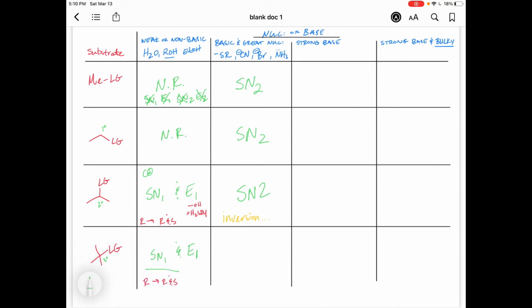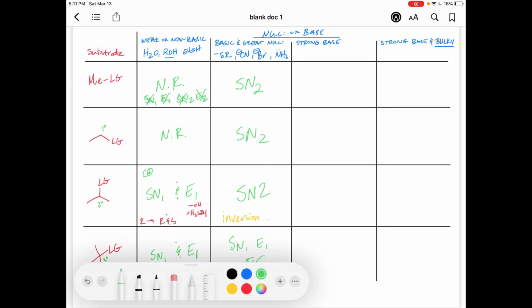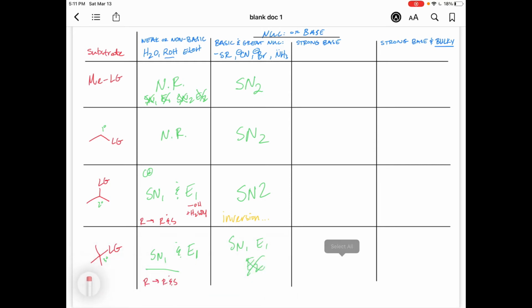And what happens here for our tertiary carbon with the leaving group? Well, some of our bases and great nucleophiles are really good for SN2, but not so much for SN1 and E1. This substrate can only do an SN1, an E1 or an E2. But when we look at our base and great nucleophile, we can't do an E2. We don't have anything strong enough for that. You might get some SN1 and E1 depending on what you're starting with. So we're going to write SN1 and E1 down as options for this.